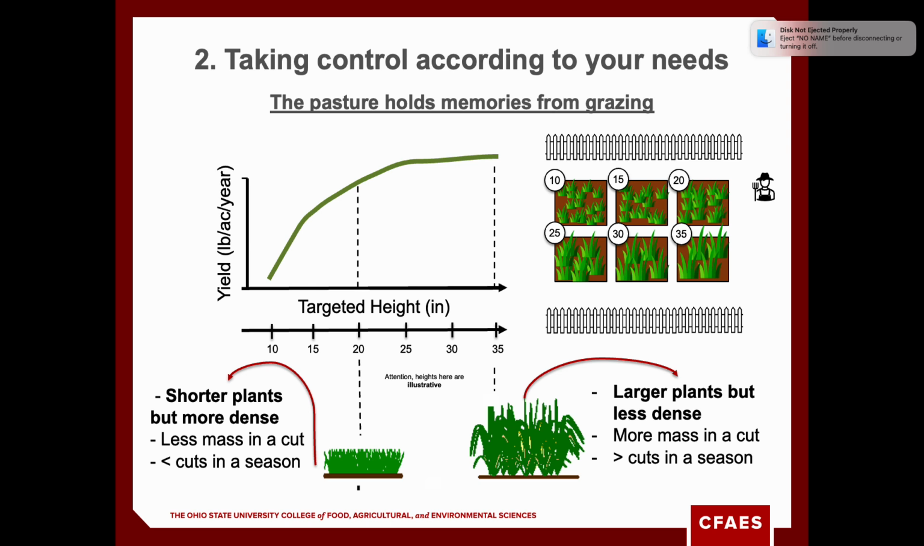The short one will produce the same thing because it will have a shorter plant, however, way more dense. And the other one will be taller, but way less dense. And in the end, you're going to be doing more cuts for the 20. But the production is going to be the same. Stay tuned, because I'm going to talk a little bit more about that in the end, about the grazing of the pasture.